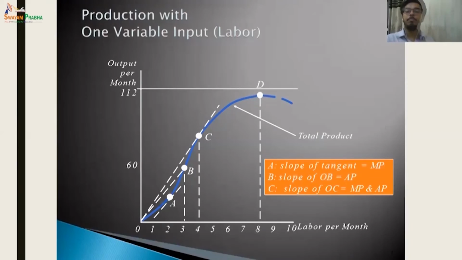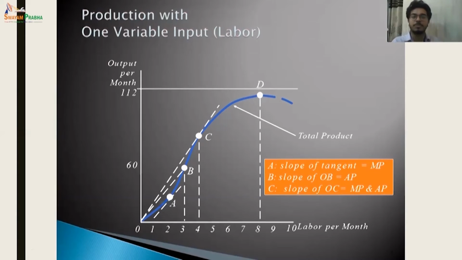So if we plot them, if you see production with one variable input, I'm sorry, I should have said that as we are discussing the short run, it is with two factors of production, labor and capital. And if there is only one variable input, that is labor, then in the short run we see how production is changing with the change in one input, that is labor, right?